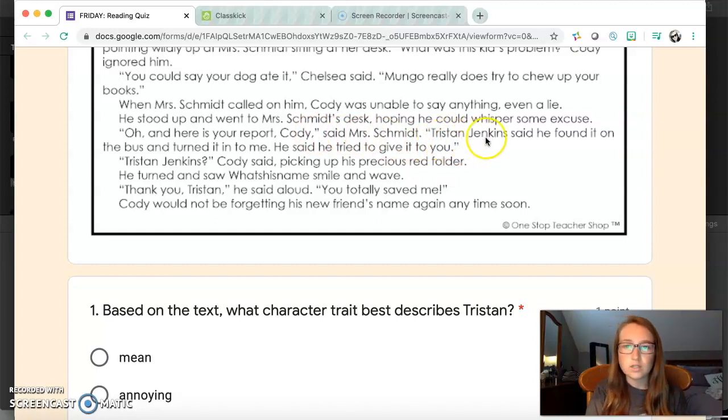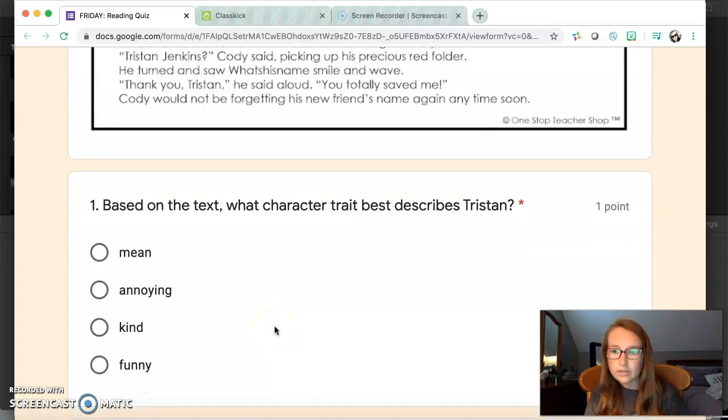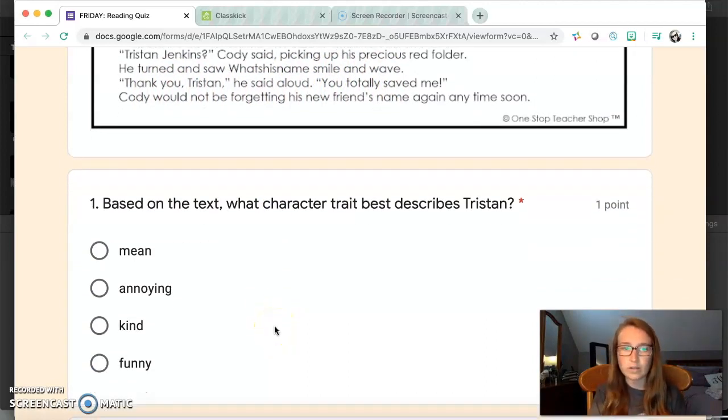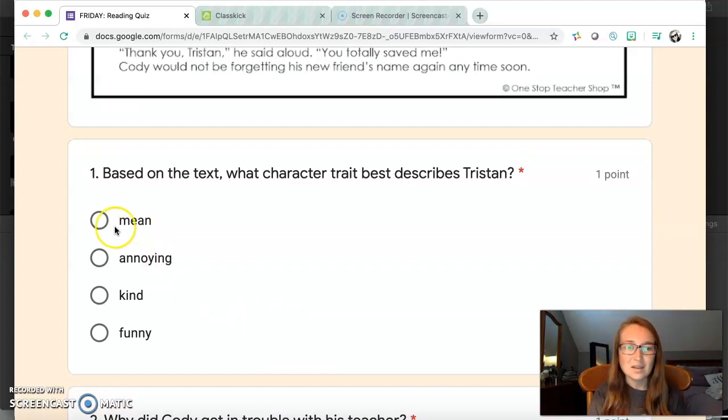So it says, Tristan Jenkins said he found it on the bus and turned it in to me. He said he tried to give it to you. And then he saw what's his name smile and wave. And then he thanked Tristan, and he said that he totally saved him. So if you totally save somebody and you turn somebody's work in for them, would you be mean? I don't know. I'm not going to mark it out though. Would you be annoying? Not if you turned in somebody's work.